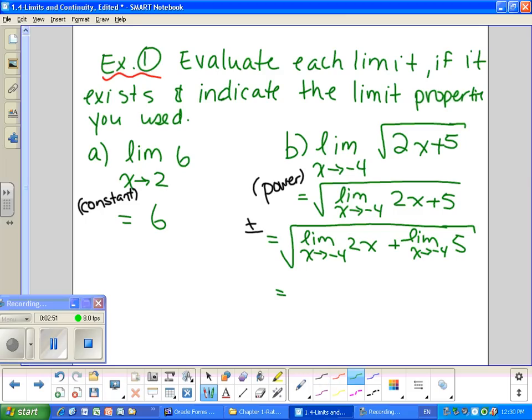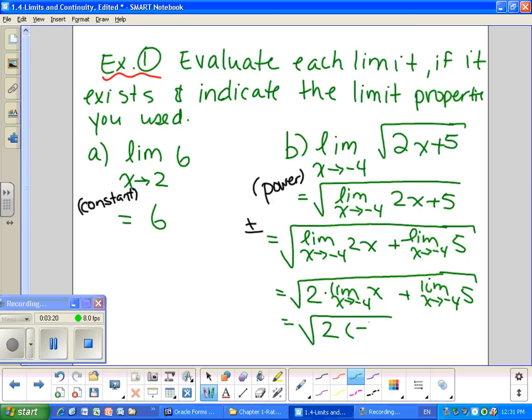So the next part, if we look at this limit here with the 2x, 2 is a constant. What did we say the limit of any constant will always be? It's going to be the constant. So we can bring that 2 out front, and then we still have the limit as x goes to negative 4 of x plus 5. We could technically solve this, but we'll just leave it and do it till the end. It would be the square root of 2, we know that's negative 4, and we know the limit of any constant will be the constant, so we still have plus 5.